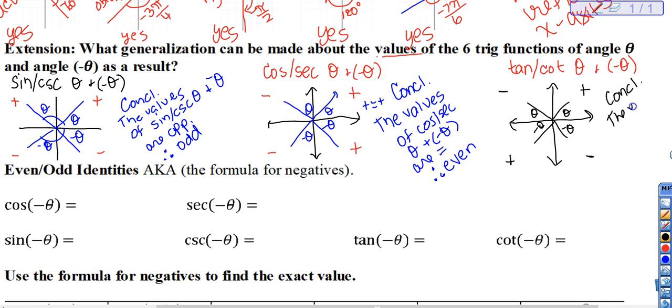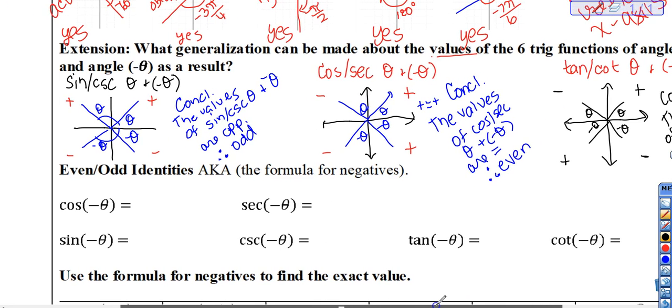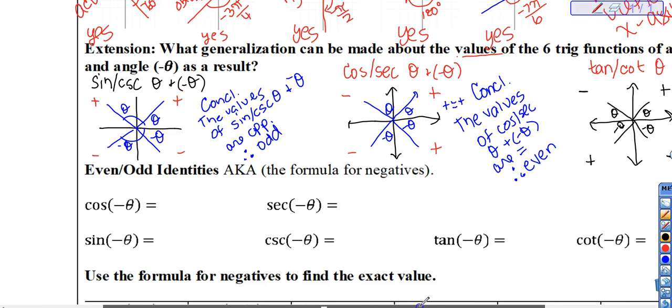So our conclusion again: the values of tangent and cotangent of theta and negative theta are opposites. Therefore, odd. Therefore, tangent and cotangent are odd functions, is what I'm getting at. Okay? Questions? You need clarifications? So you see me relying on things that we've already talked about to support my conclusions.